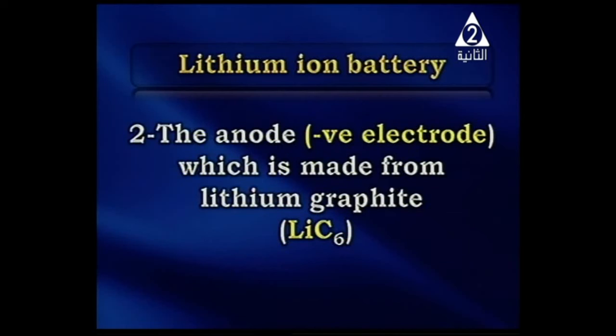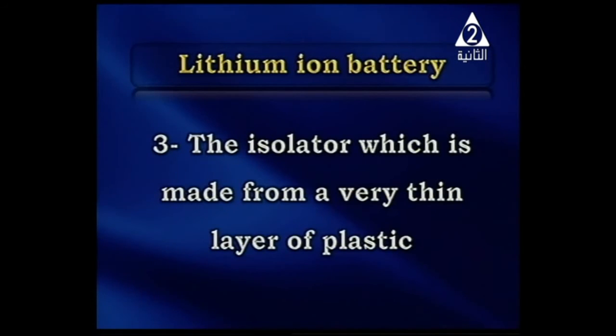So it means we have 2 different compounds. In the first one, we have a mixture, lithium cobalt oxide, and we have the anode here, which is made from lithium graphite. So it is a very light one. And we have the insulator, which in this case is a very thin layer made of plastic. So this one is the insulator, it's plastic, so it doesn't react at all, to keep the electric energy and chemical energy inside.